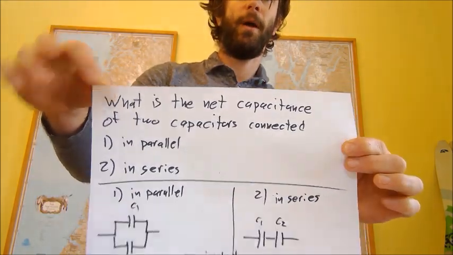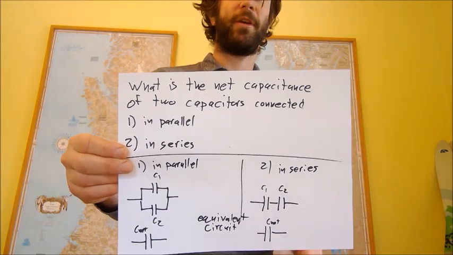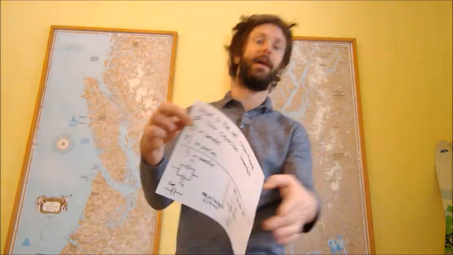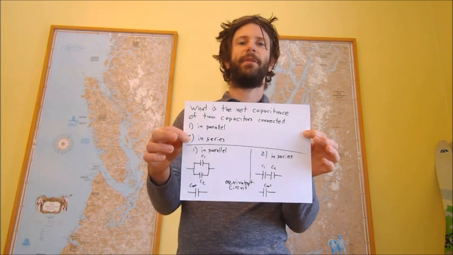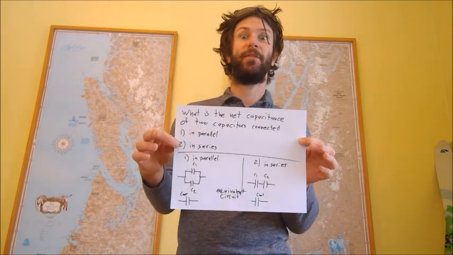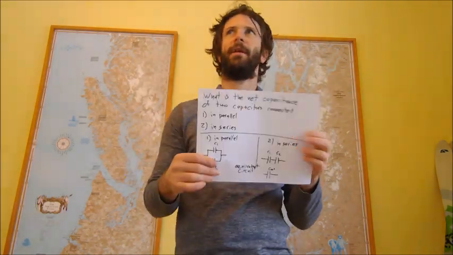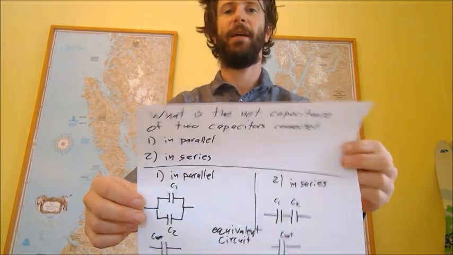It says, what is the net capacitance of two capacitors connected, one in parallel? We talked about this in class on Friday, and then we will review this, and then in series, we kind of got partway through it, but it got cut off by that alarm telling us that it was time to go. And so I have a schematic here.